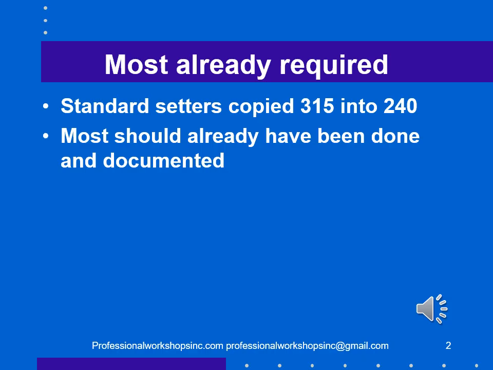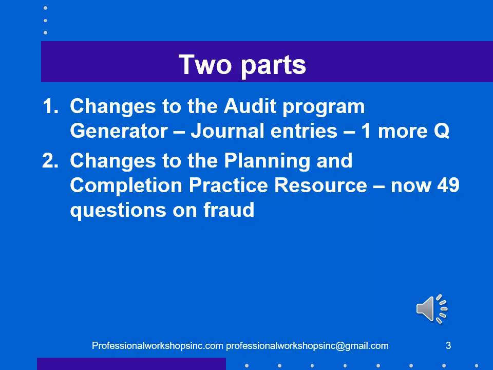So seeing we already should have been doing them, that should be no particular additional work, though it might be more documentation. There are two parts to the changes. Changes to the audit program generator, the journal entry audit program, there's one more question. And changes to the planning, completion, and practice resource form, there are now 49 questions, maybe 10 or 15 more than there used to be.